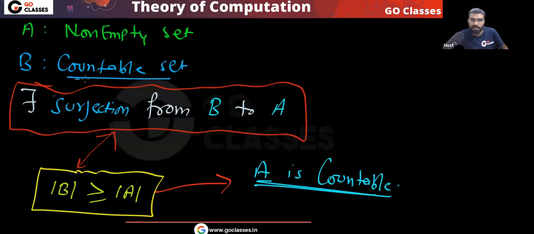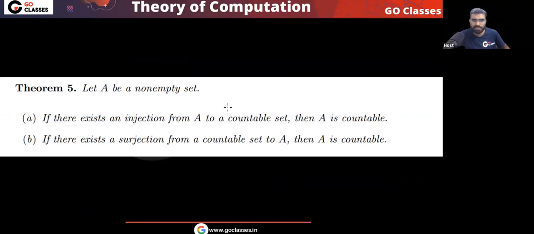Now B is already countable and the size of A is less than or equal to the size of B. So automatically A will be countable. So these are interesting statements. Yes or no? Did you understand? Please tell me. These are very simple. If there is an injection from A to a countable set, then A will be countable.